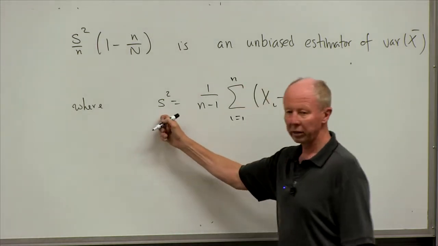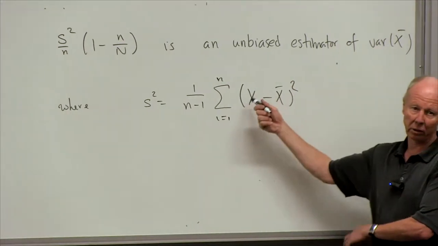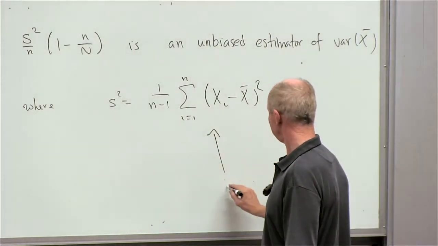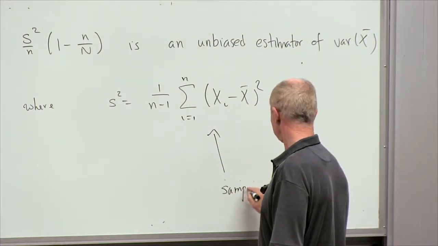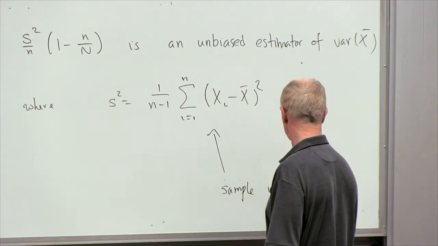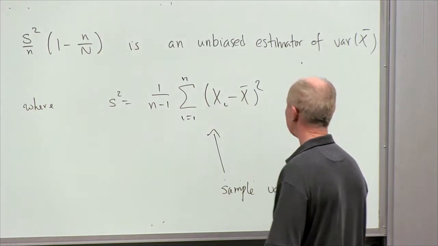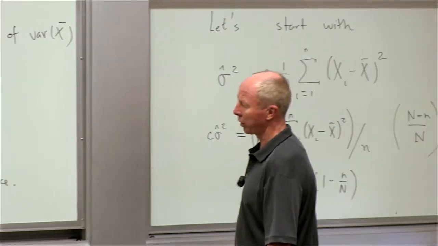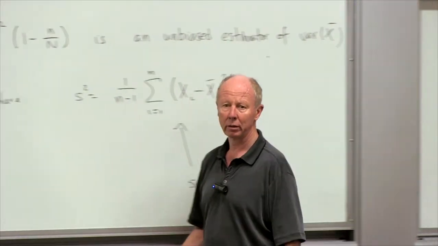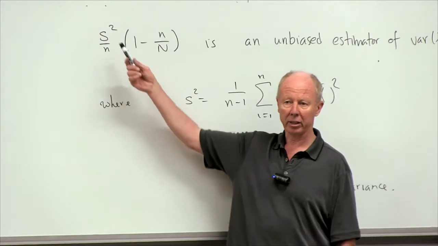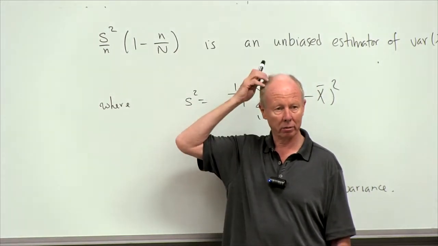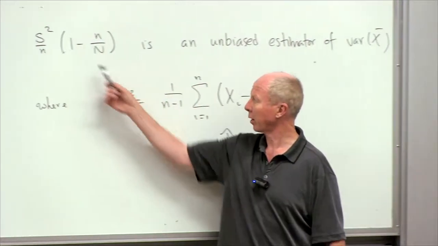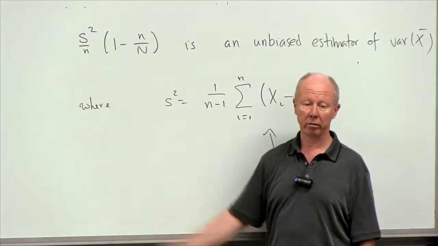This was what we call the sample variance. And this is still called the sample variance. In the independent case, or the case of an infinite population, the unbiased estimator would be the sample variance over n for the variance of x bar. But there's this population correction factor in the case of a finite population.